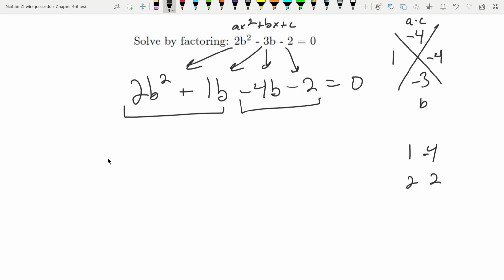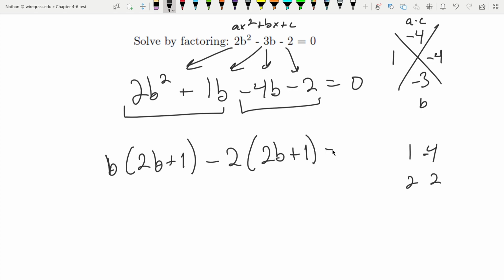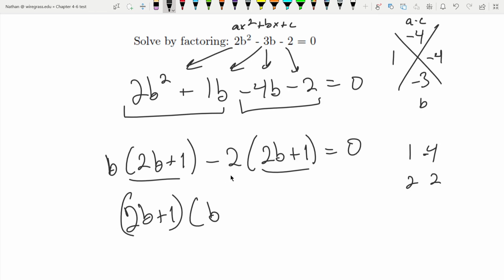Now the first two I can take out of b. 2b plus 1. And then here I can take out a negative, since this number is negative, 2 from both of those things. That's going to leave me with a 2b here. And then plus 1. So I'm dividing out a negative 2. And now I can factor out this 2b plus 1 from both of these terms. So 2b plus 1. I'm left with b minus 2 equals 0.